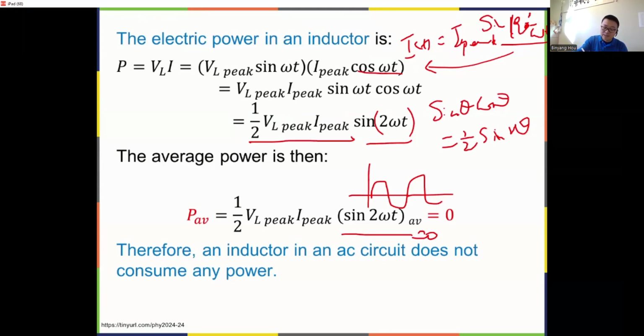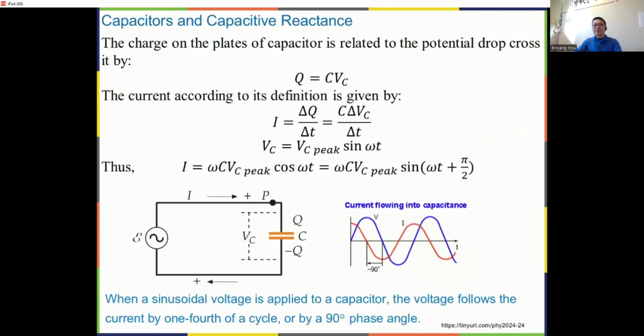Surprisingly, this is actually good news. It means the inductor does not consume any power, okay? If you have an inductor in an AC circuit, it merely stores energy in the form of a magnetic field. As we learned before, if you have current going through an inductor, you store energy in the form of a magnetic field. Therefore, it does not consume any power. Great. All right, now let's move on to capacitors.